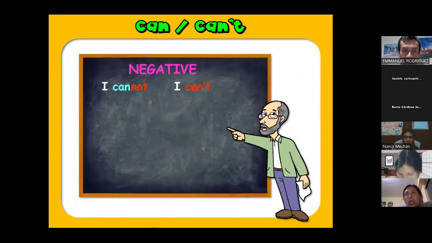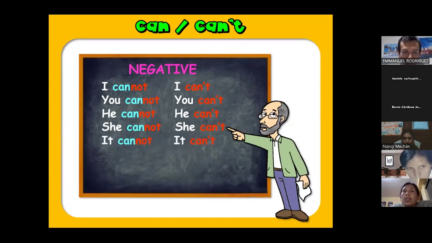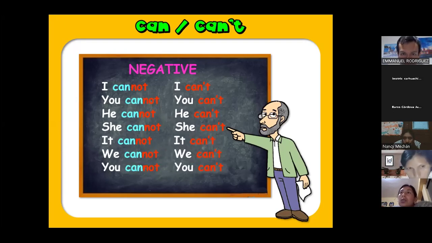In the negative form, you are going to write, I cannot. I can't. You have two forms to write the negative form of can. You cannot or you can't. He cannot. He can't. She cannot. She can't. We cannot. We can't. You cannot. You can't. And they cannot. They can't.